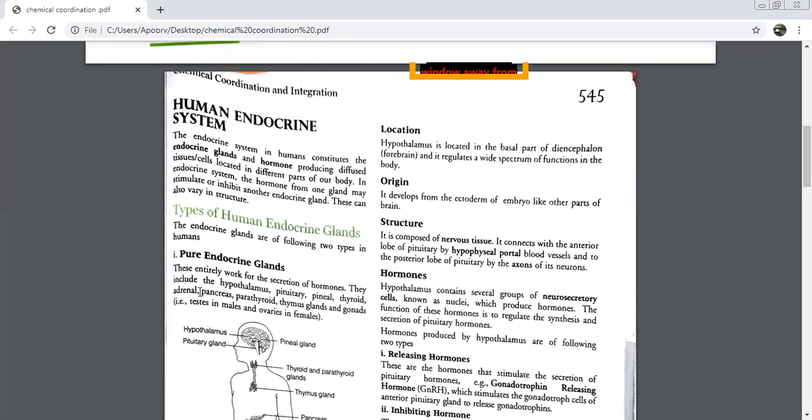Yes. How many total endocrine glands if we draw in the human body? 10. How many in the head region? 3. How many in the neck region? 3. And how many in the center, just above the abdomen? 2.